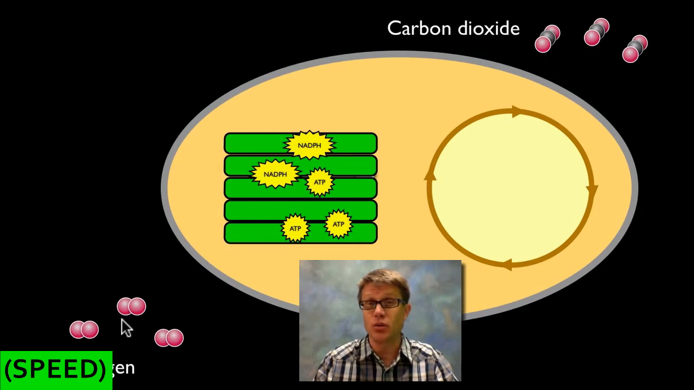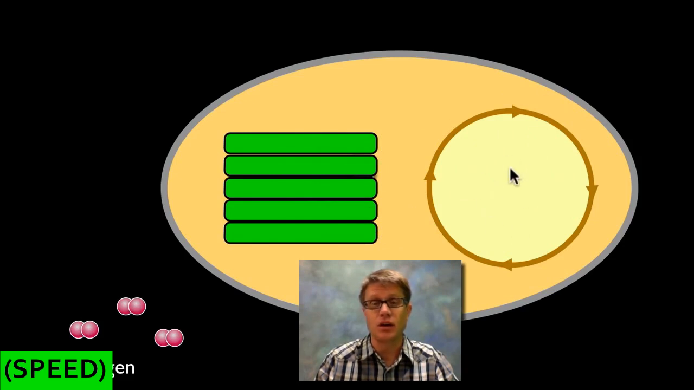They produce oxygen. Oxygen is simply a waste product. And then they're going to produce these chemicals, NADPH and ATP. So they have energy now. Let's watch what happens to them. Well, the energy is going to transfer to the Calvin cycle, where carbon dioxide comes in, and then glucose goes out. And so this is the big picture of photosynthesis.